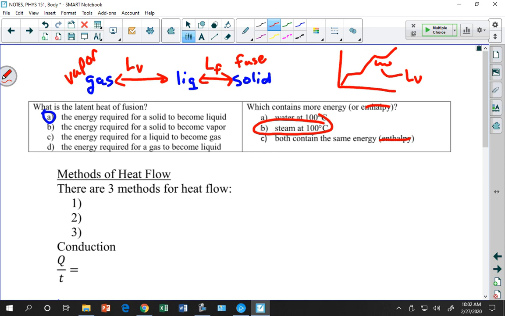And then once I get it up to 100 degrees Celsius, right here, I have to add additional energy to break those bonds between the liquid molecules and make them into gaseous molecules, to separate them. And so the steam has much more energy than the liquid at the same temperature. That's why steam burns are so dangerous.